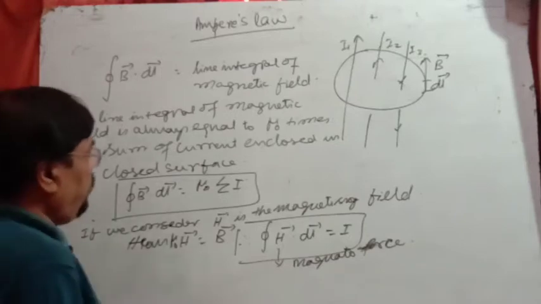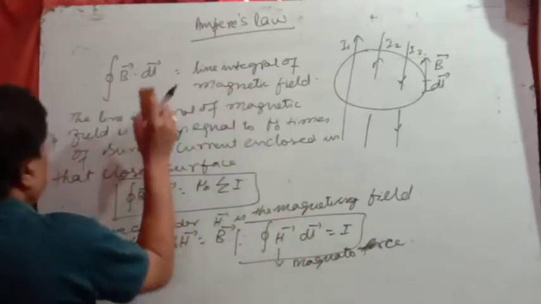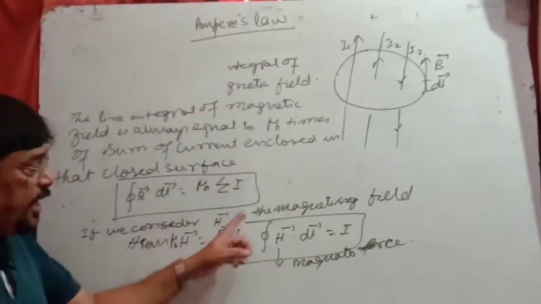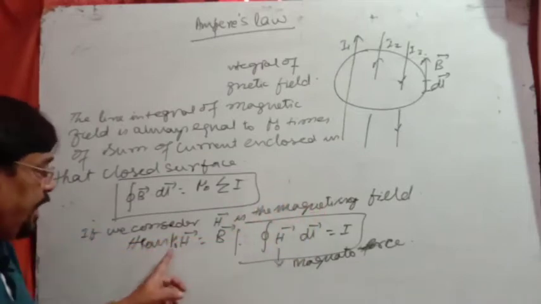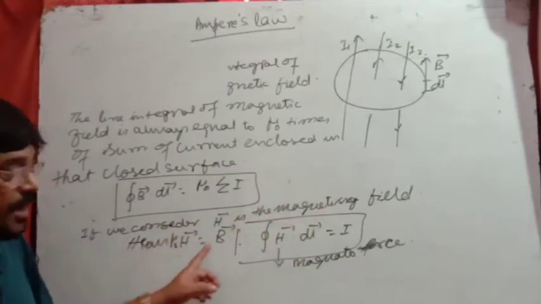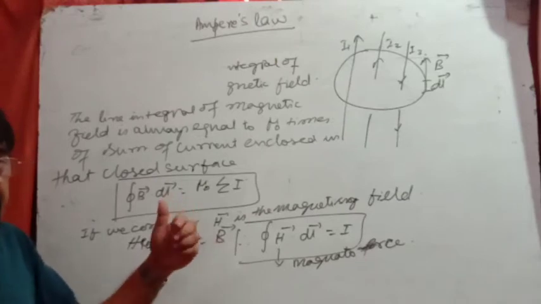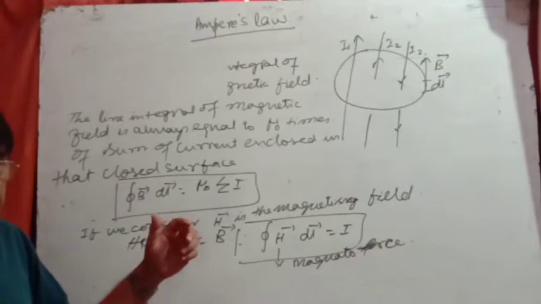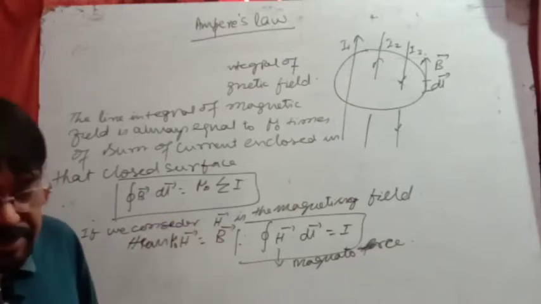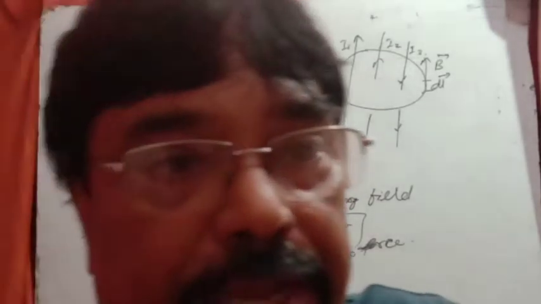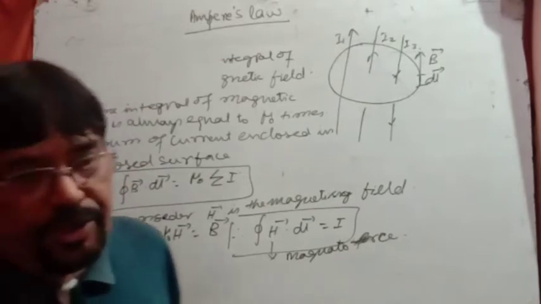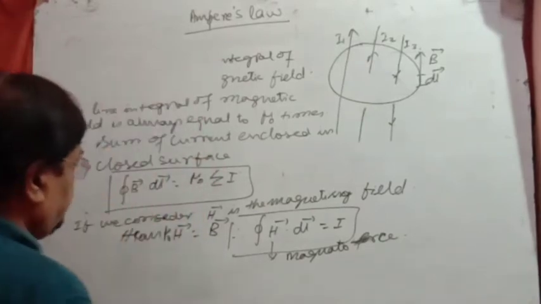The line integral of B dot dl is always equal to mu naught times the total current. If we take H as the magnetizing field, then mu naught H is equal to B. It is the relation between the magnetic field and the magnetizing field. The magnetizing field is the field strength by which any magnetic substance gets magnetized. It is the capability to magnetize any magnetic substance.